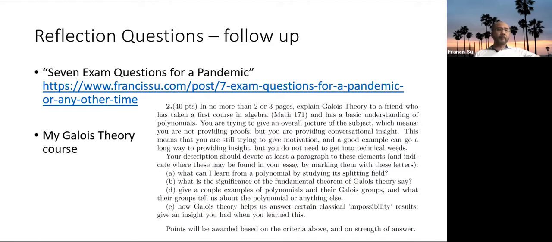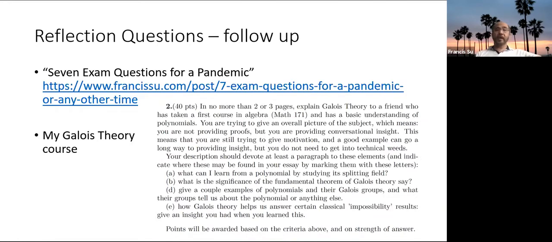I'll mention reflection. I spoke about this at a previous TPSE seminar, but if you weren't there, basically one of the things I love to do that's really formative, I think, is help students reflect on what they're learning. And so I ask reflective questions on the exam, not just questions that ask them to solve problems. You can find this again by Googling 7 exam questions for a pandemic. I just wanted to show you a couple examples that I actually used this semester in a Galois theory course.